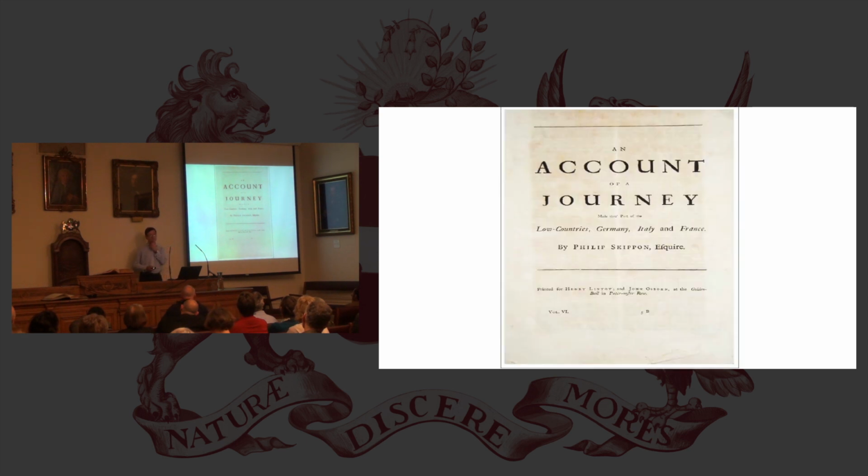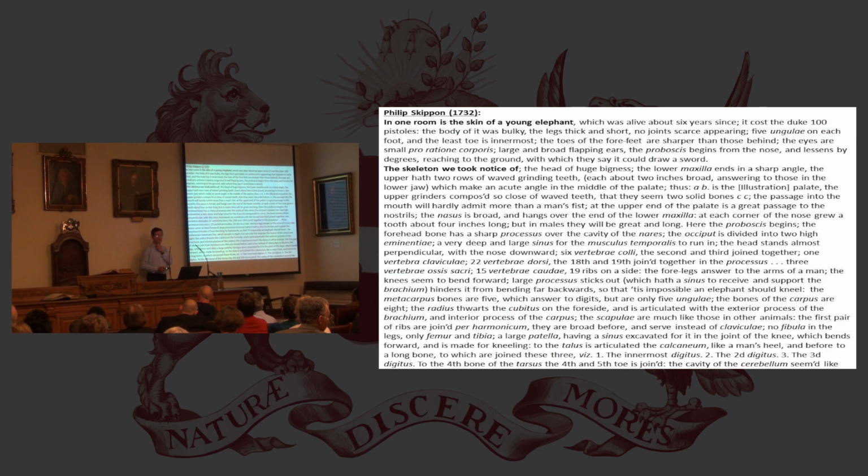Philip Skippen, who was one of his former students who accompanied him on his tour, also wrote his own account of the journey, and very usefully complementing Ray, and also happens to be in English, which is quite nice. It was actually published quite a long time after, presumably after Skippen's death in 1732. But he also gave a nice description. In one room is the skin of a young elephant, the skeleton we took notice of, and there's lots of details of the anatomy, some of which I'll come back to in a moment.